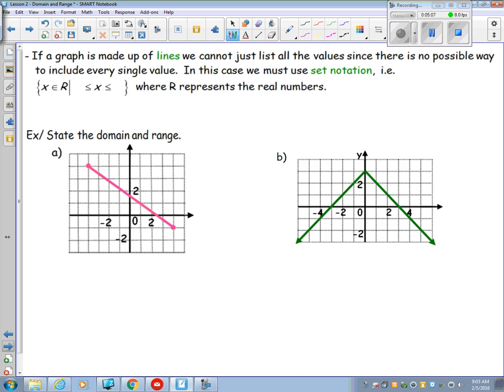When it comes to lines, there is no way we can possibly list every single dot. For example, even if I just had a graph that went from 0 to 1, and I said, okay, I want to include everything in between 0 and 1. Could you make a list of that? Well, you could say 0, then 0.1, 0.2, 0.3, 0.4, 0.5, 0.6, 0.7, 0.8, 0.9, 1. What about all the things between that, though?